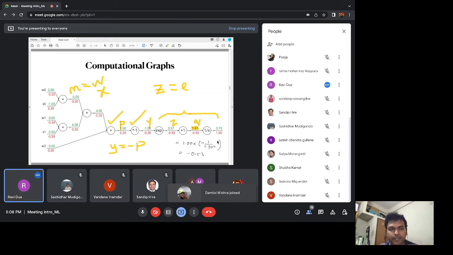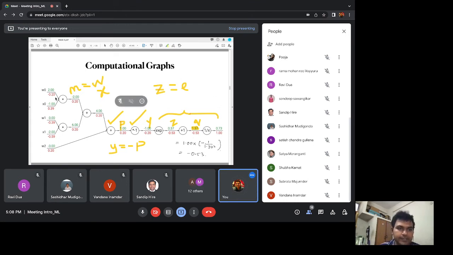Once you do an entire backward pass, you will get all these gradients. What does this gradient show? For example, this minus 0.2 for w0 shows that if you change w0 by, let's say, 1, your function value will reduce by 0.2. Is this clear?